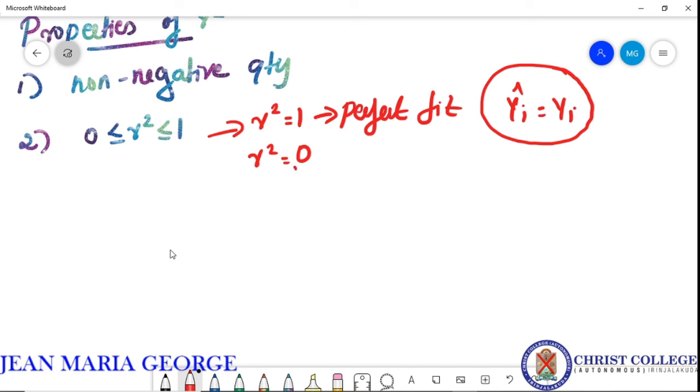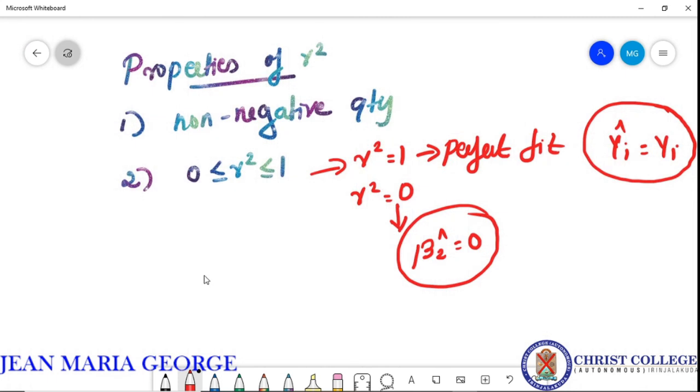On the other hand, r square equal to 0 implies there is no relationship between the regressant and the regressor. So r square equal to 0 means no relation between regressant and regressor, that is our beta 2 hat will be equal to 0. There is no relation between the x values and the dependent variable y. So these are the properties of r square. From the value of r square we can determine whether our regression line is closer to 1 or closer to 0. Closer to 1 means the regression line is becoming a perfect fit. Closer to 0 means there is no relation between the regressant and the regressor. So this is all about coefficient of determination r square, which is the measure of goodness of fit. Thank you.